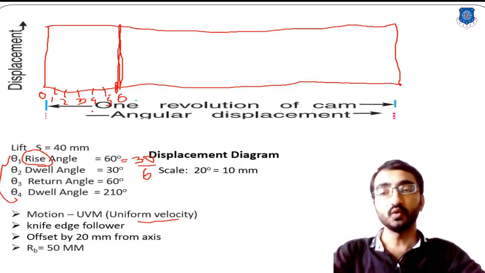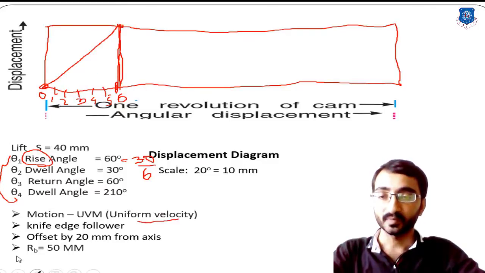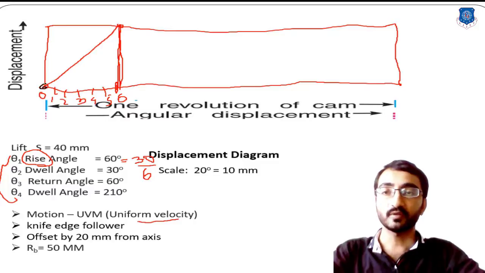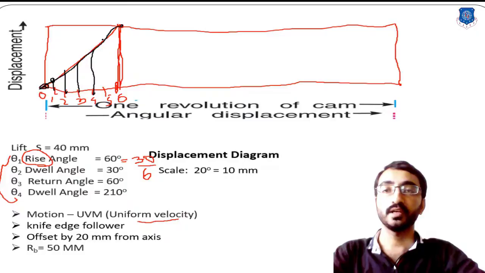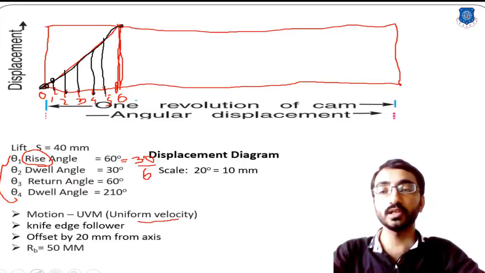Now simple UVM, uniform velocity method. In this method we have to simply connect the diagonal of this rectangle, and this diagonal line represents the displacement diagram. Starting from the O point to the ending point, we simply connect this diagonal. Now the intersections: the first intersection will give the first point, second point, third point, fourth point, fifth point, and the last one, the sixth point.